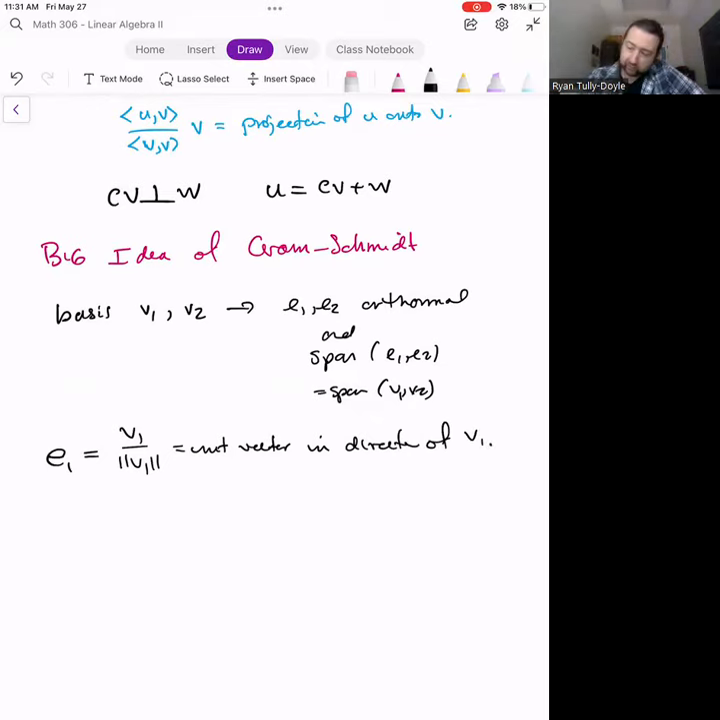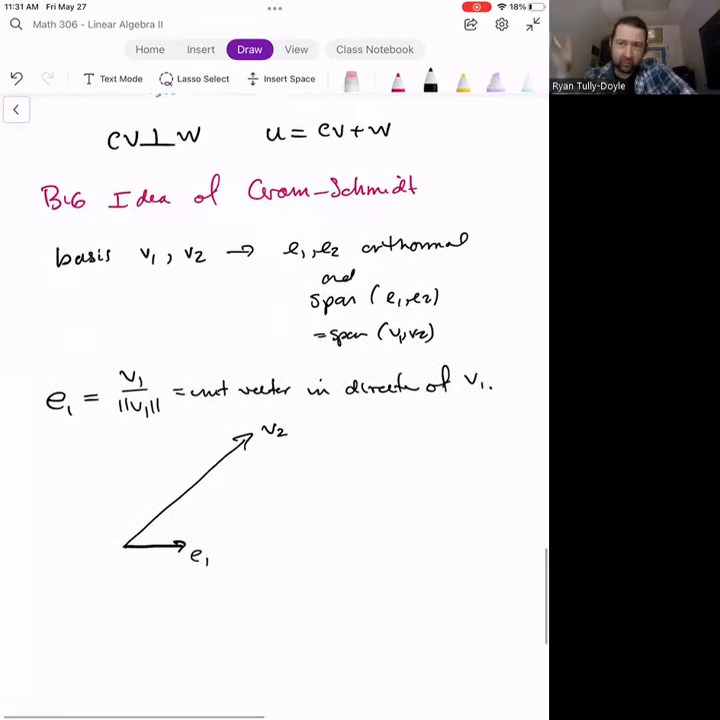Now, how are we going to get an e2? The idea is that if we have an e1, here's e1 right here, and we have v2 pointing in some other direction. Now, I know it can't be a multiple of e1 because these vectors started linearly independent. So v2 is not a combination of anything that came earlier in the list, which is e1. So where am I going to get a vector e2 such that the span of e1 and e2 is the same as the span of v1 and v2, but that is orthogonal to e1?